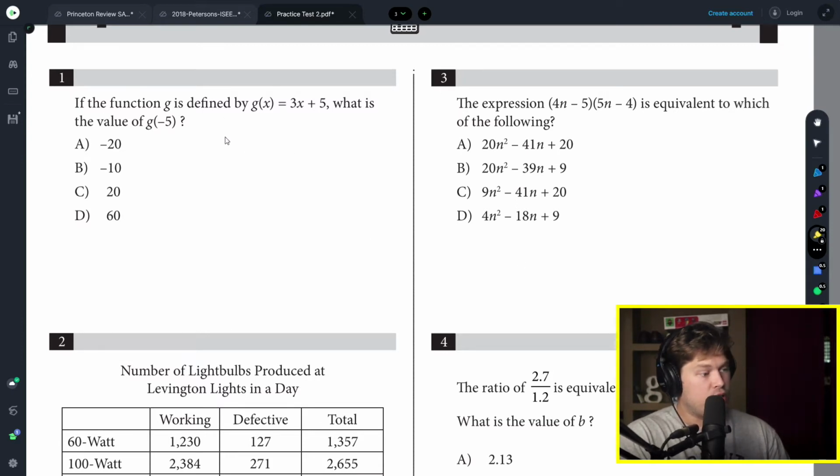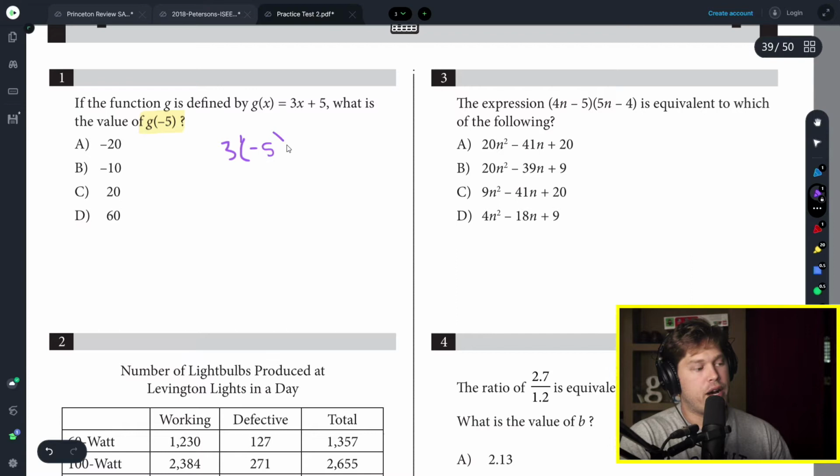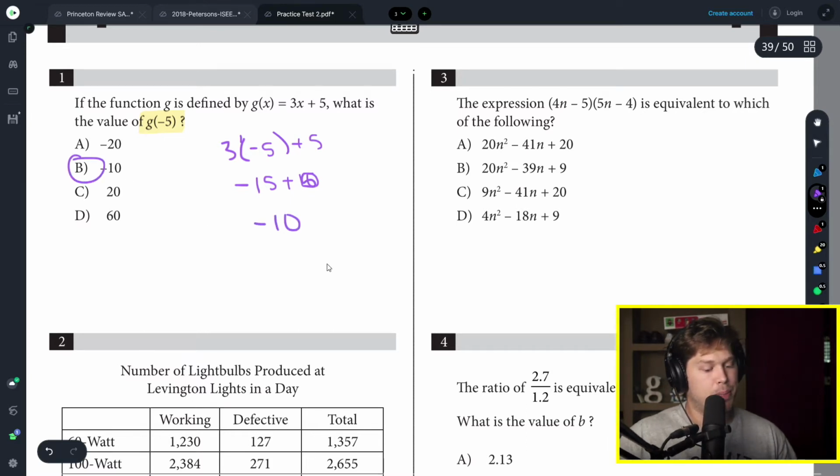If the function g is defined by g of x, what is the value of g of negative 5? Alright, so we just simply need to plug in negative 5 for x. We have 3 times negative 5 plus 5. That's negative 15 plus 5, which is negative 10. So our answer is choice B.